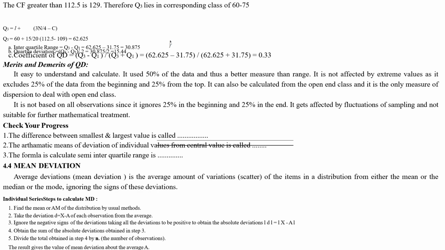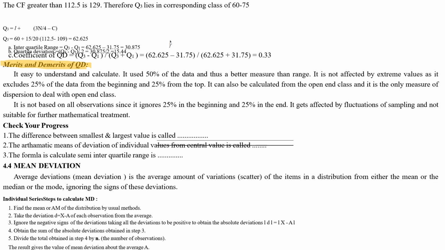Then we'll go for merits and demerits of quartile deviation. It is easy to understand and calculate, and it uses 50% of the data, thus a better measure than range. It is better than range because it considers 50% of the data. Not affected by extreme values as we are excluding those, right? So there is no effect on it. It is not based on all the observations, because we leave out 25% on both sides, so not all observations are considered. It gets affected by the fluctuations of sampling, and is not suitable for further mathematical treatment. We cannot use it further either.